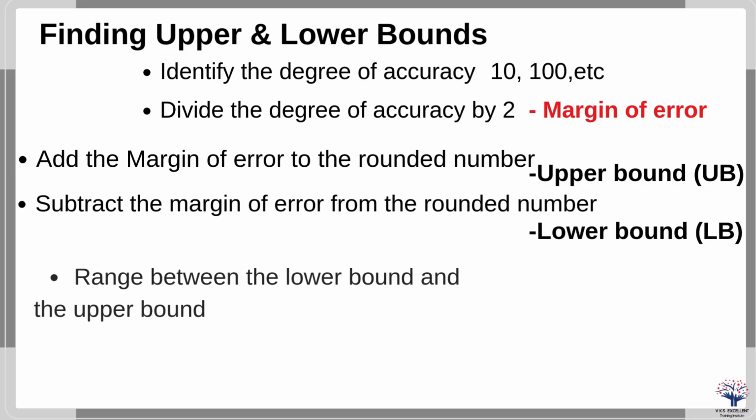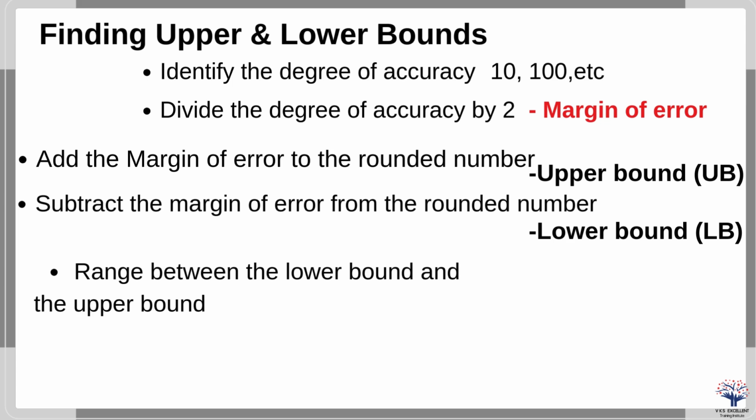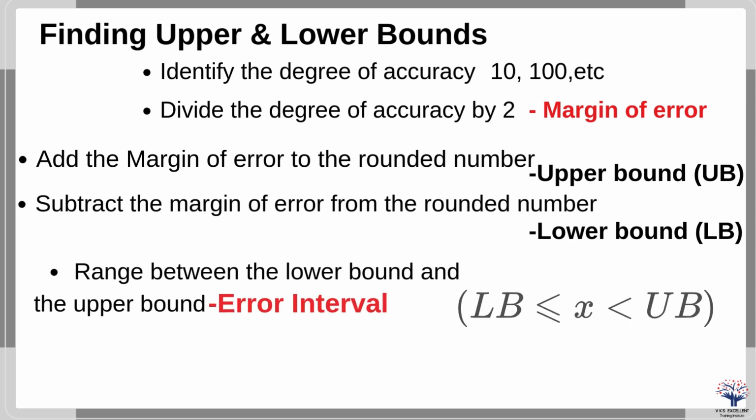The range between the lower bound and upper bound is the error interval, expressed as LB ≤ x < UB. This interval shows the range of possible values the original number could have been before rounding.